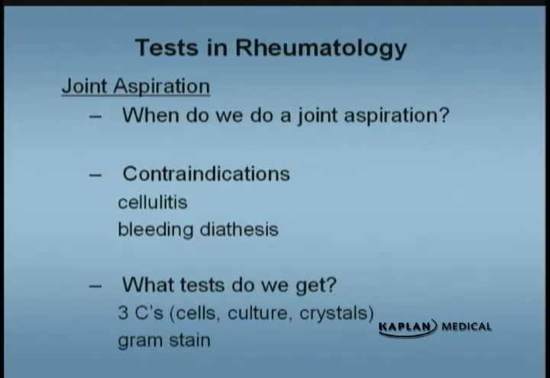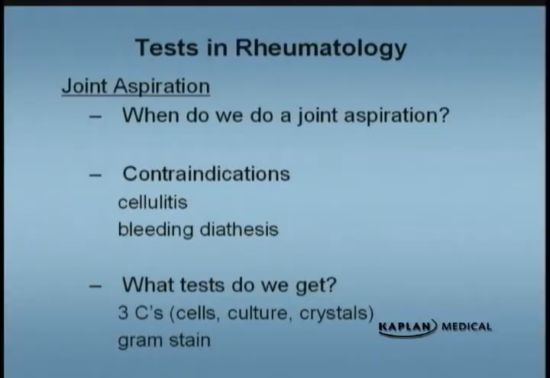So always at morning report and always at rounds, the residents tell us, we didn't do a joint aspiration because we think we got the diagnosis otherwise. So the question comes, when do we do a joint aspiration? And let me tell you, for the boards and for clinical practice, the answer is always, always when you're concerned about septic arthritis. Always. There's no reason in acute monoarthritis not to do a joint aspiration.